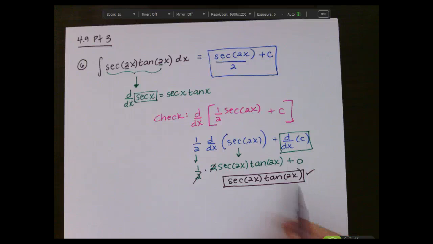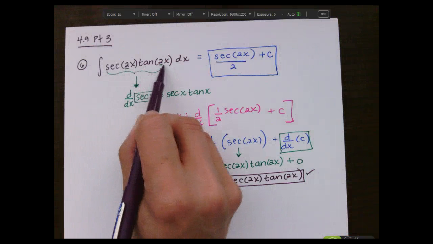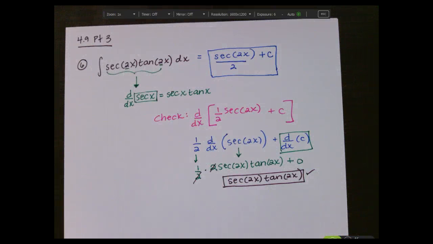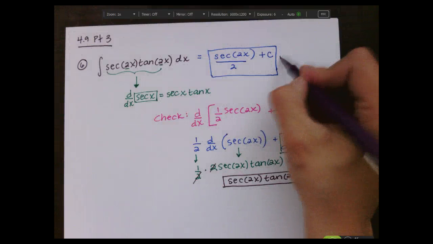To complete the check, we just want to go back to see if that is in fact what we were trying to find the antiderivative of, and it did work. So that is the answer.